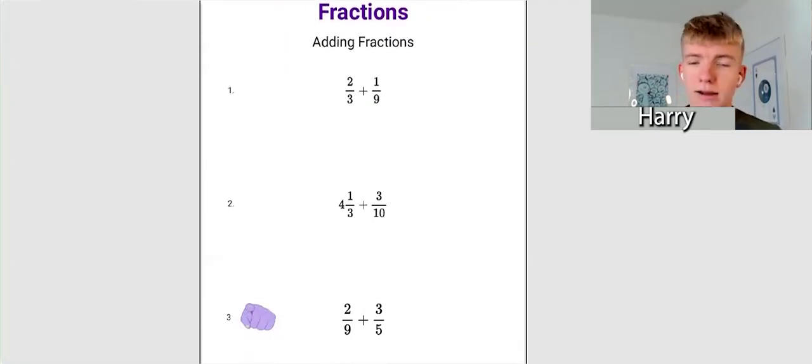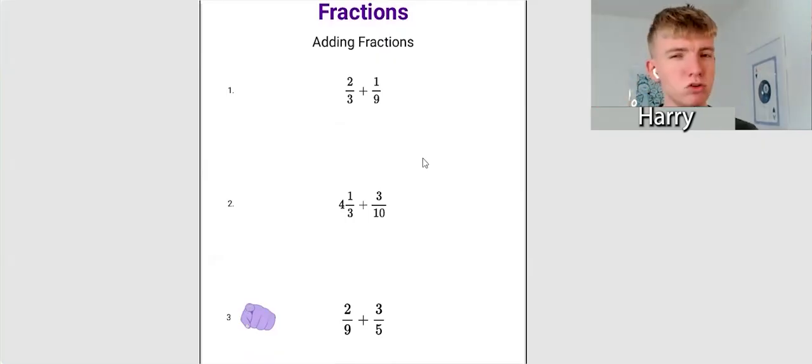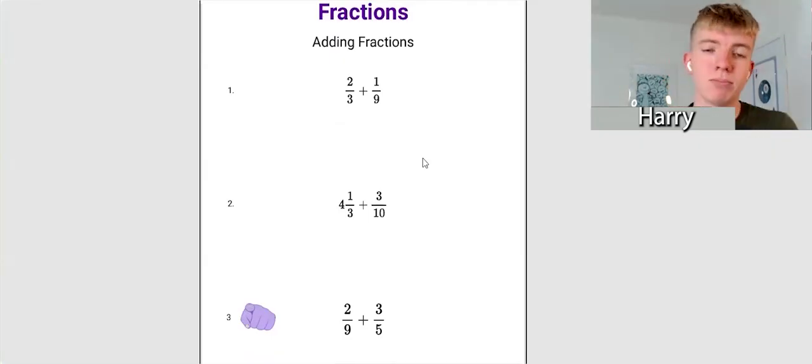Moving on to adding fractions. This is slightly trickier than what we've seen before, but nothing too complex. If you understood multiplying fractions, you'll be able to do this no problem. It's essentially the same thing, but we have to do something before we start. We have to make our denominators the same. So we're trying to find the lowest common multiple of our denominators.